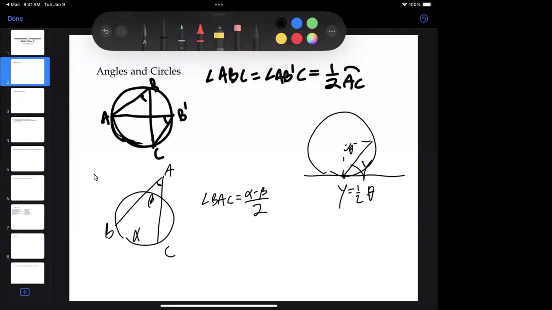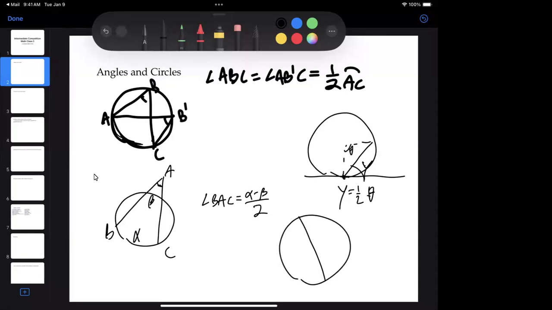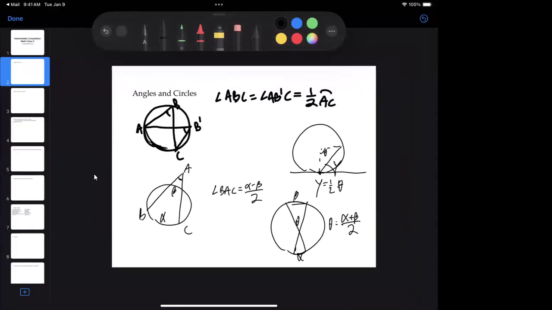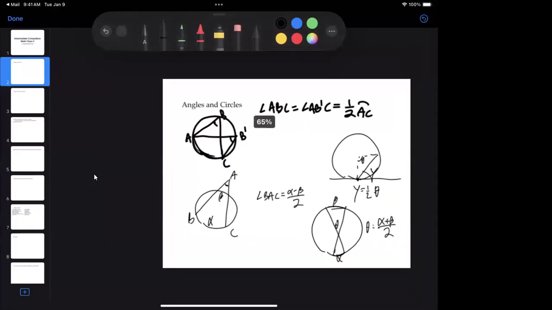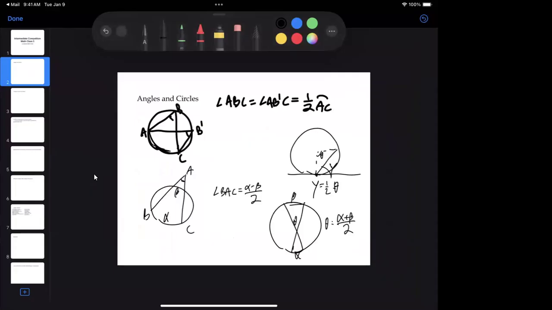And then lastly, if we have two chords, this angle theta is going to be equal to alpha plus beta over 2. And this can be intersected at any point within the circle. Okay, I think that's pretty basic, but okay.